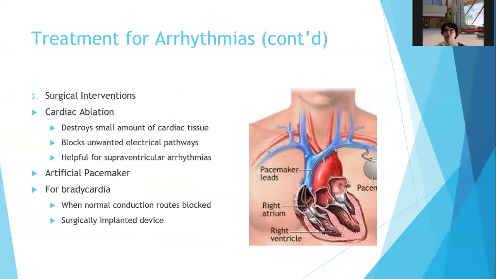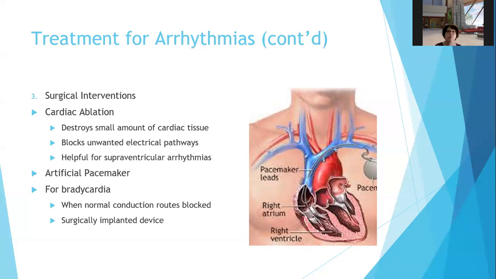That's a relatively new one. I was just talking with a cardiologist about that recently, and he was all excited about it. They like their new interventions. Cardiac ablation destroys a small amount of cardiac tissue, but it blocks unwanted electrical pathways. A lot of times cardiac arrhythmias result spontaneously from the heart just forming new pathways. So cardiac ablation can be helpful for supraventricular arrhythmias. The atrial arrhythmias are more commonly treated with cardiac ablation.